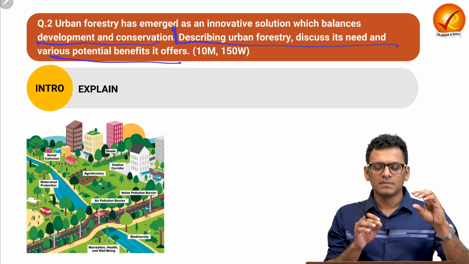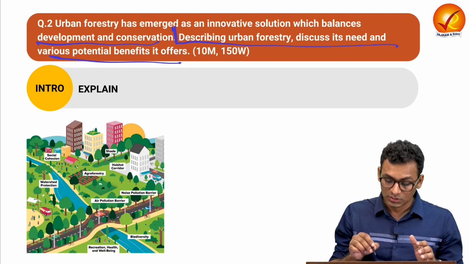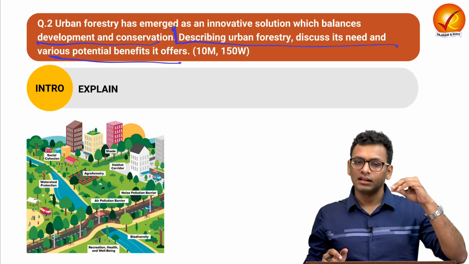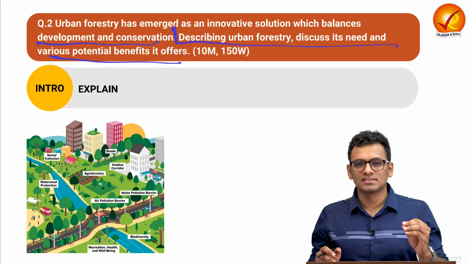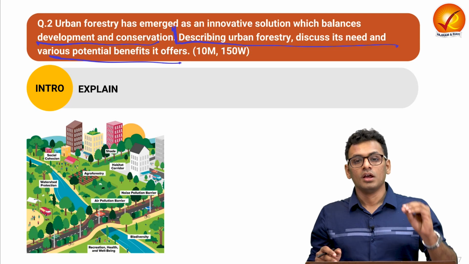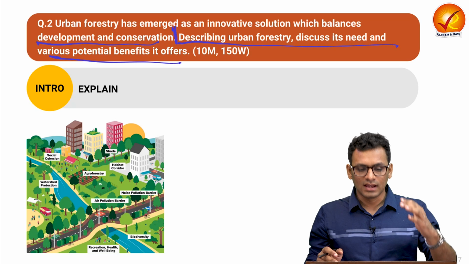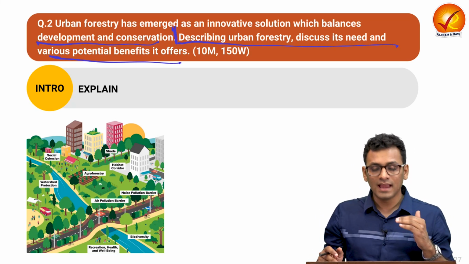Firstly, the statement which talks about how urban forestry has emerged as an innovative solution which balances development and conservation is giving you an idea of what direction you might have to take the answer, and what kind of points you might have to inculcate. You have to talk about a certain level of innovation in urban forestry and how it helps with respect to development and conservation.